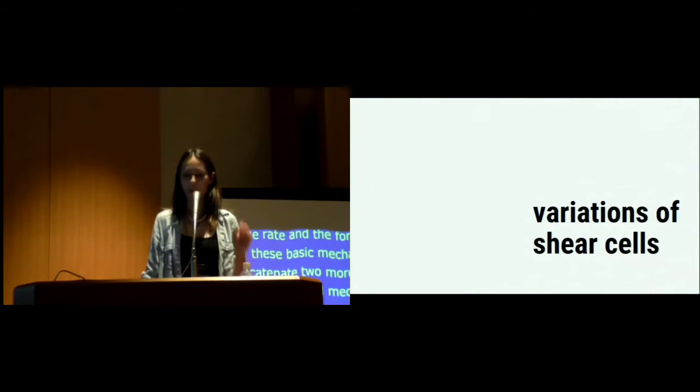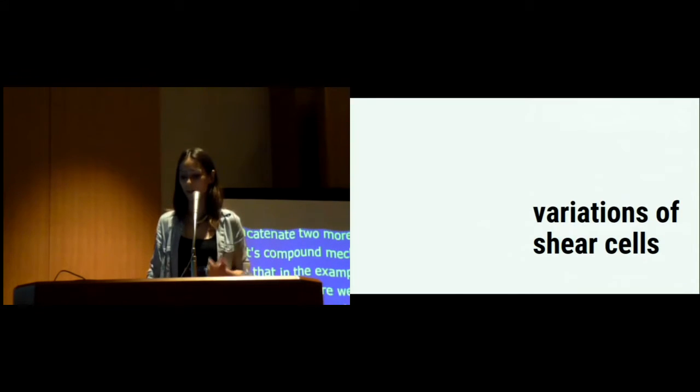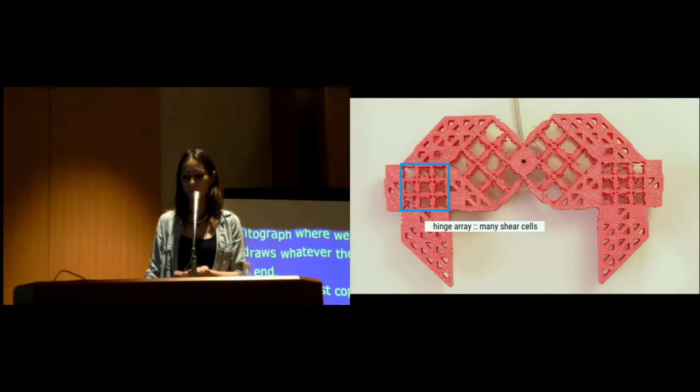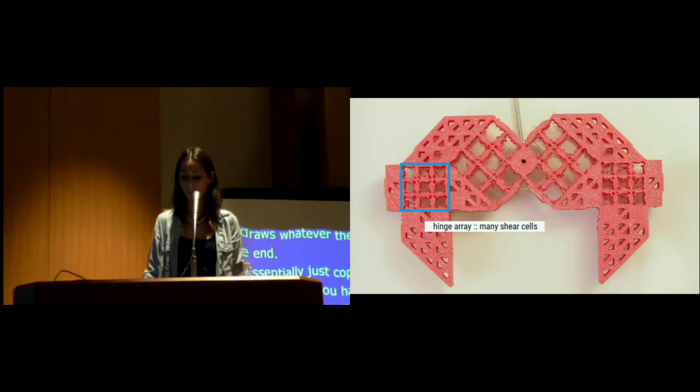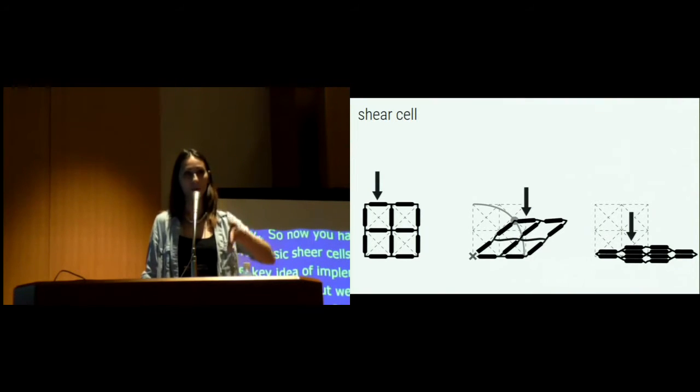Okay, so now you've seen the basic shear cells, which are actually the key idea of implementing these mechanisms. But we have a couple of more variations. So in this, here are the legs of the Jansen walker. It's also very known under the term Strandbeest. And here we have the regular hinge array, which we just saw, and that just shears on the vertical beam trajectory.